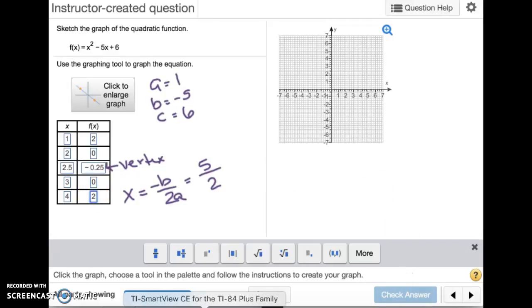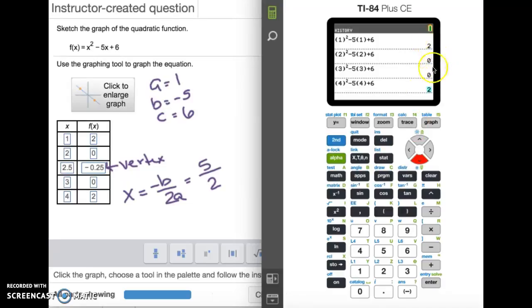Now, going back to this calculator, you should see this pattern as long as these numbers are the same distance away. So we went less 1/2 and then less a whole unit, and then we went 1/2 more and a whole more. These two numbers should match up, and these two numbers should match up.